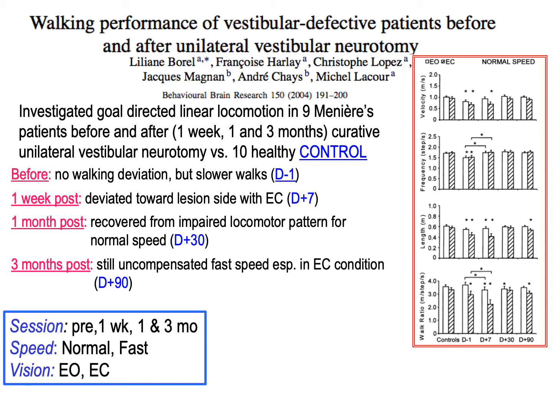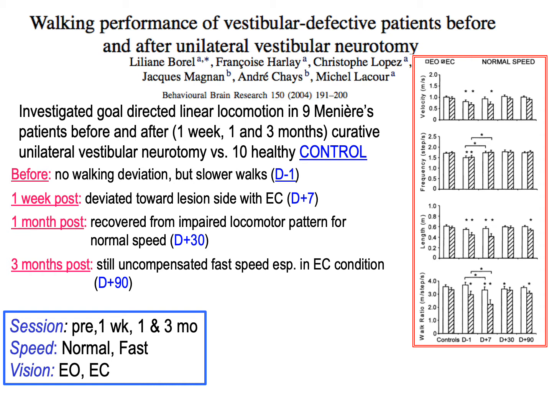Now they have no visual input, and they only have vestibular input from one side, their unaffected side, because their affected vestibular apparatus that was experiencing these Meniere's symptoms has been literally severed. So there's no input coming from that cranial nerve.